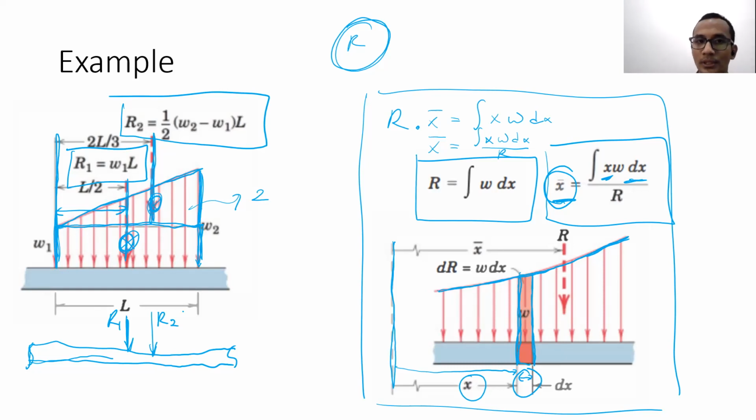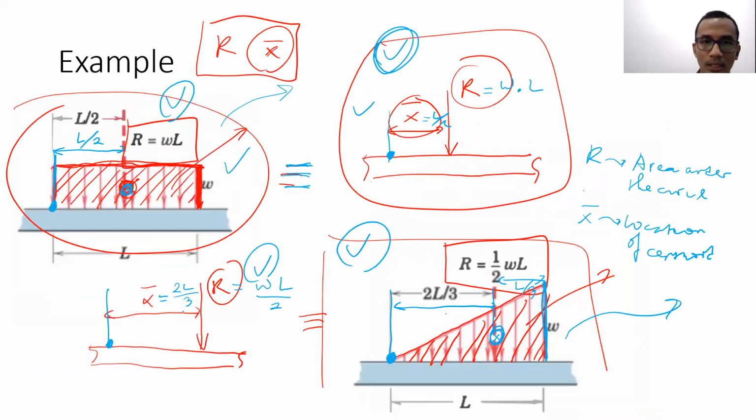So the most important thing when you have a distributed force is to find out the resultant force R and the x bar, the location of the resultant force, which are both supposed to represent the distributed force.